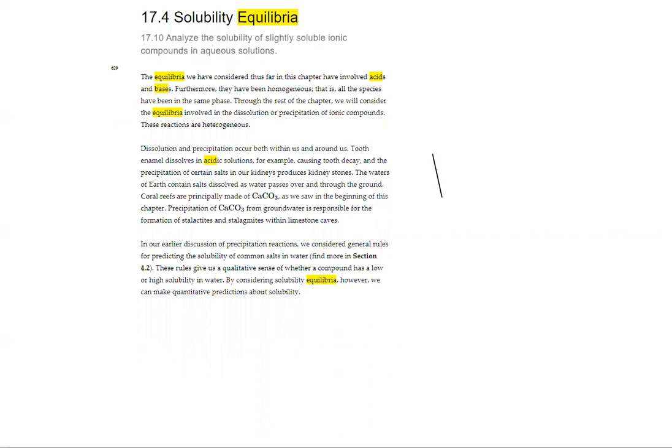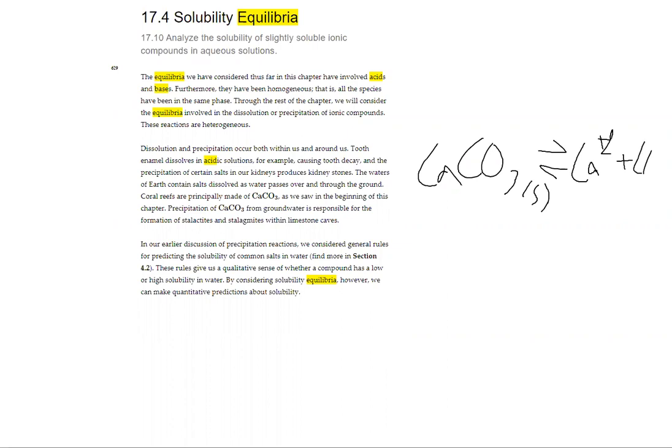Oh, that's the wrong one. Erase that. Draw CaCO3. And that'll be a solid. And you're looking at how well that dissociates. So you've got Ca2+ plus CO3 2-. Yes, I know it's very sloppy, but it's very hard to write. And then both of these are aqueous, because remember, it's dissociating into the aqueous ions.